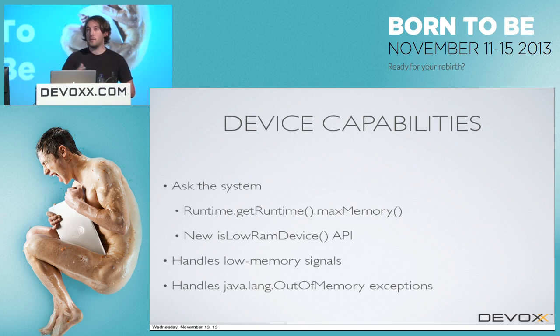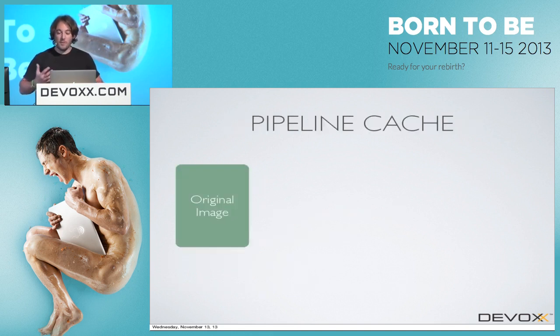So to query the device capabilities, you probably know that, but yeah, you can ask for the memory that is allocated to you. So depending on that, you may decide to degrade the experience. Of course, you need to handle the signals that the system is going to send you if we are running out of memory. And it's pretty basic stuff, but think about that.